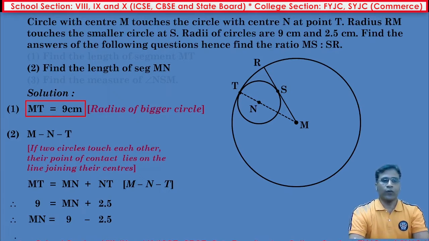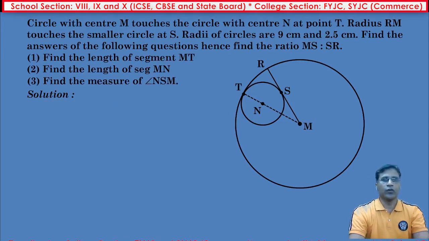Now 9 minus 2.5 will give us 6.5 centimeter. So we got the length of MN as 6.5 centimeter. Now let's move to the third part. Find the measure of angle NSM.